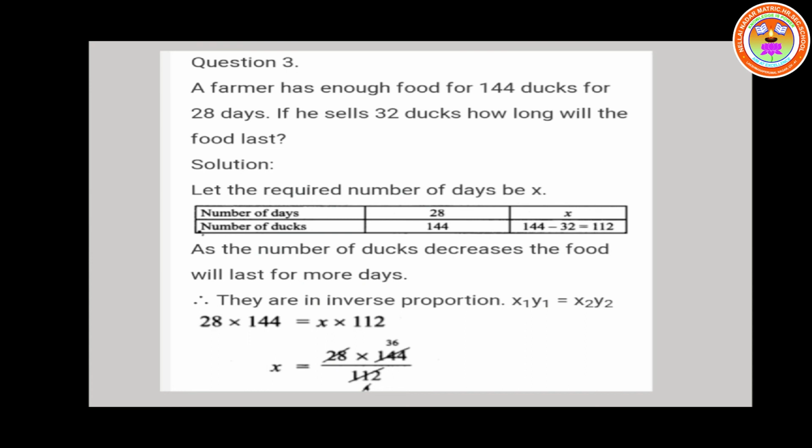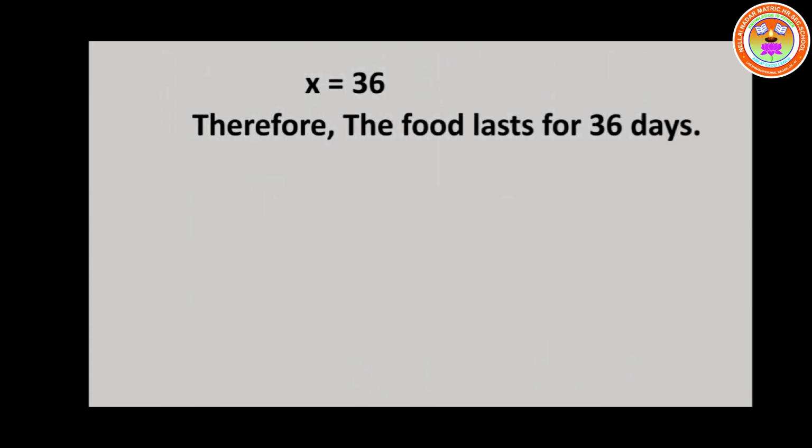Now multiply 28 into 144 is equal to x into 112. So x is equal to 28 into 144 divided by 112. You simplify it. Your answer is x is equal to 36. Therefore, the food lasts for 36 days.